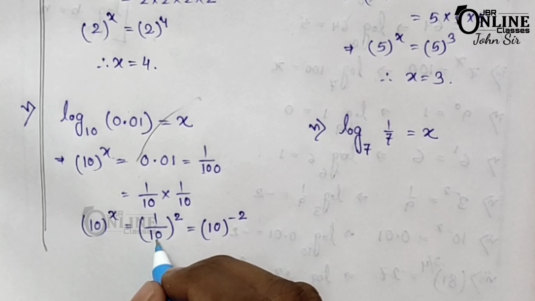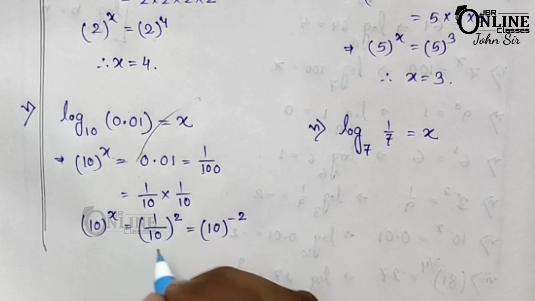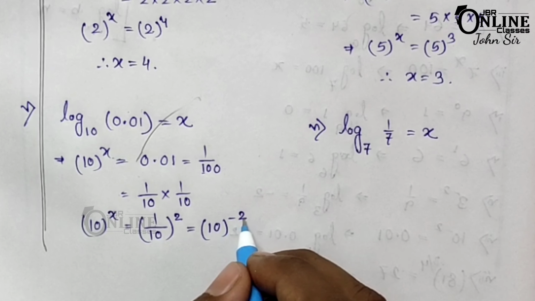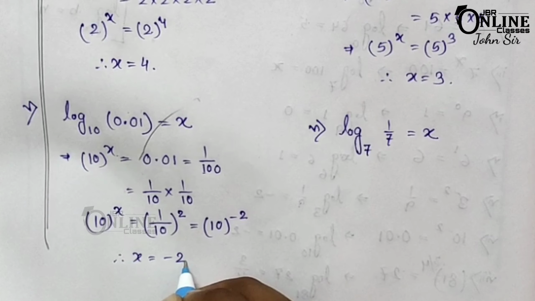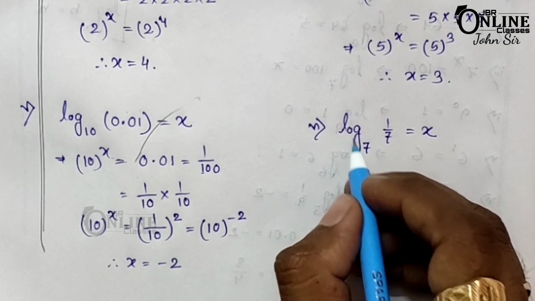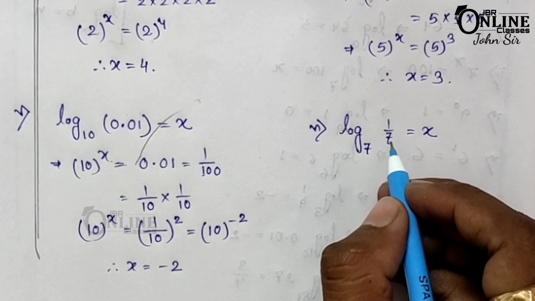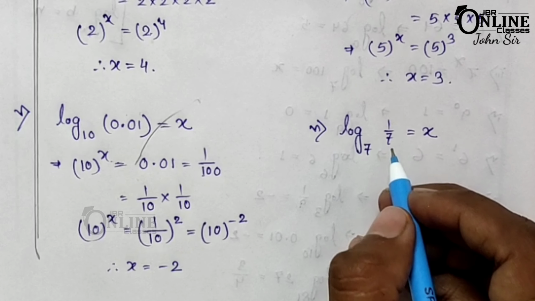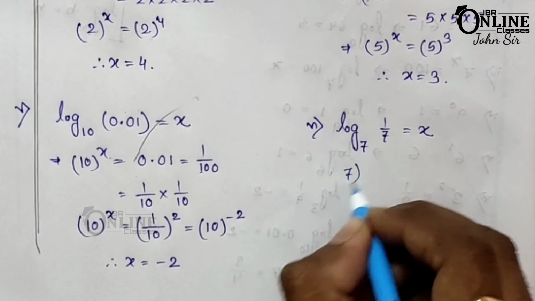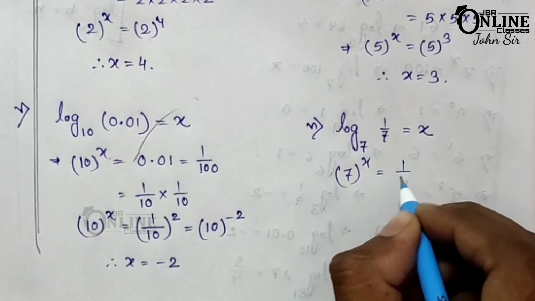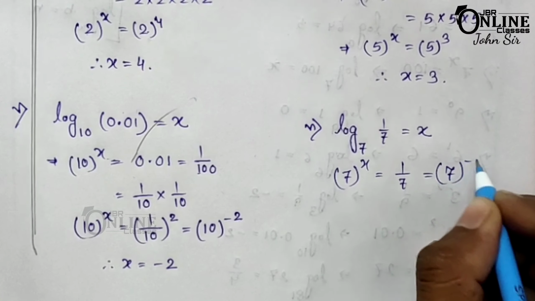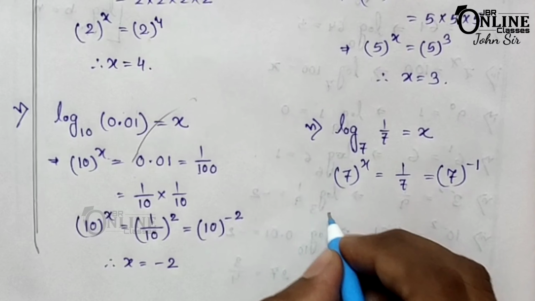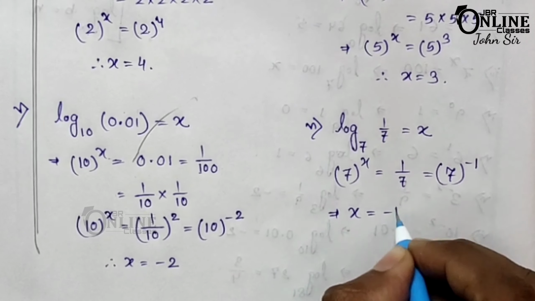Okay, as 1 by 10 means 10 to the power minus 1, so here square, that will be 10 to the power minus 2. So by comparing both sides you will get x equal to minus 2. Now sum number 6, log 7 1 by 7 that equal to x. So by the formula 7 to the power x equal to 1 by 7. Now 1 by 7 means 7 to the power minus 1 or 7 inverse. So that will be x equal to minus 1.